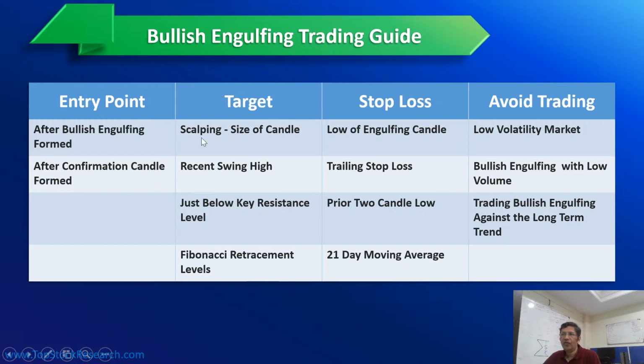Targets, again, for scalping, just go for the size of the candle. You can go for recent highs, resistance levels, and other support or resistance levels. Stop loss: the low of the engulfing candle, a trailing stop loss at the prior candle low, or a moving average, whichever you typically work on. Where do you avoid? Sideways market, typically avoid it. Avoid playing against a strong trend, either long or short, and when the volume and other confirmation is not too good.